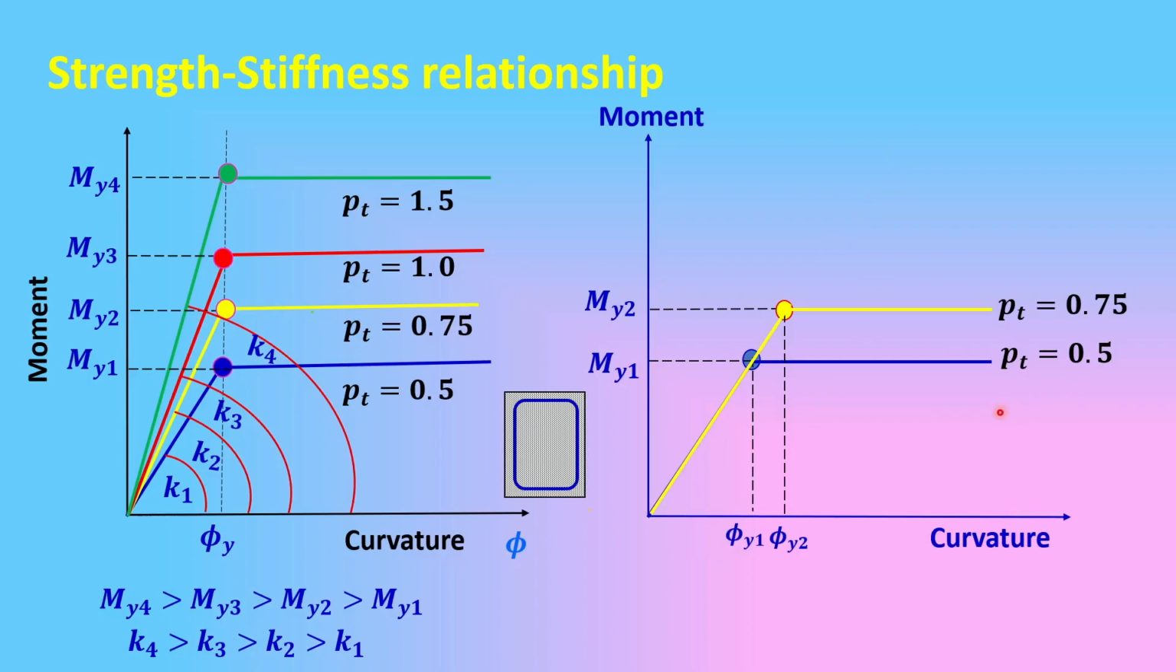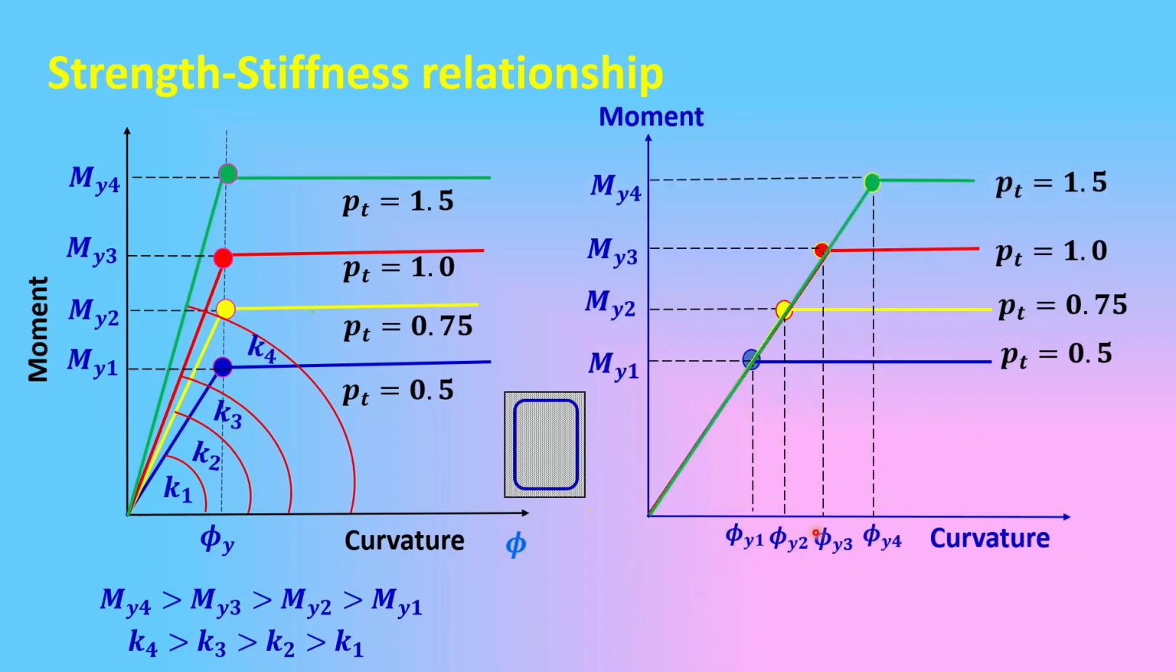Now we take the next case, which was 1% steel. The stiffness remains the same. My yield curvature is higher. Yield moment is higher. Corresponding yield curvature is here. Similarly, for the fourth one, at 1.5% steel, the yield moment is My4 and yield curvature is phi y4.